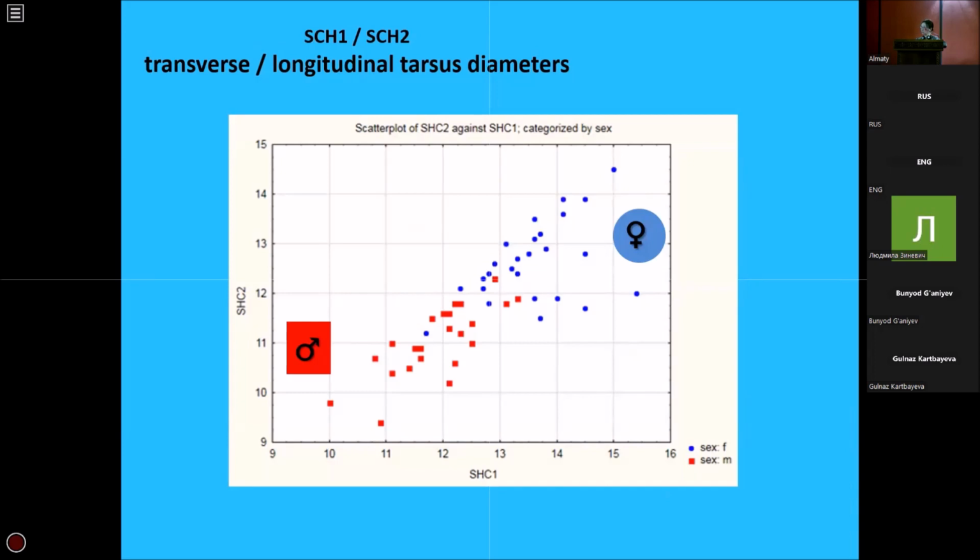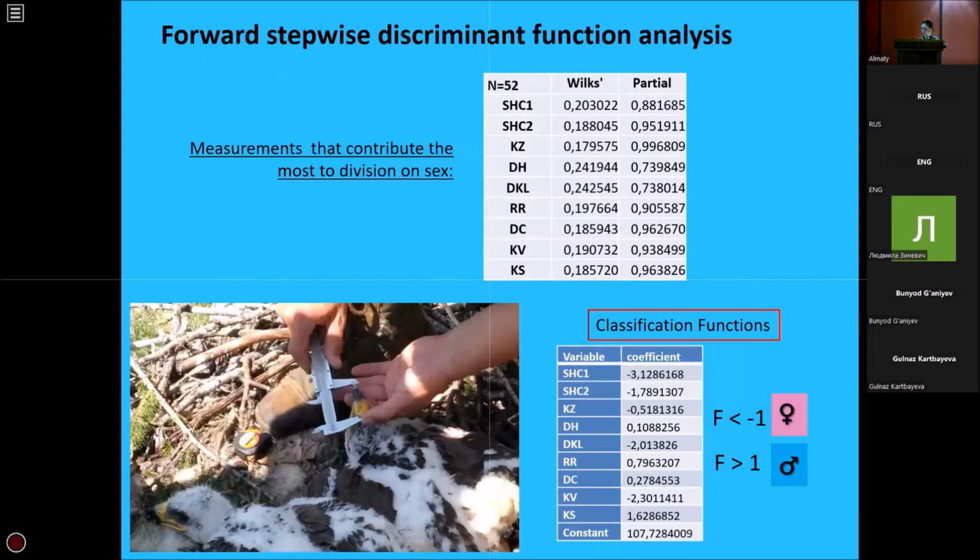And to select additional traits which can help us, we need to use a discriminant analysis. To begin with, we found the measurements that contribute most to separation of males and females, and we got 9 measurements. And of course, in the first place are the 2 tarsus diameters. And based on these variables, we got a classification function, and it works like this.